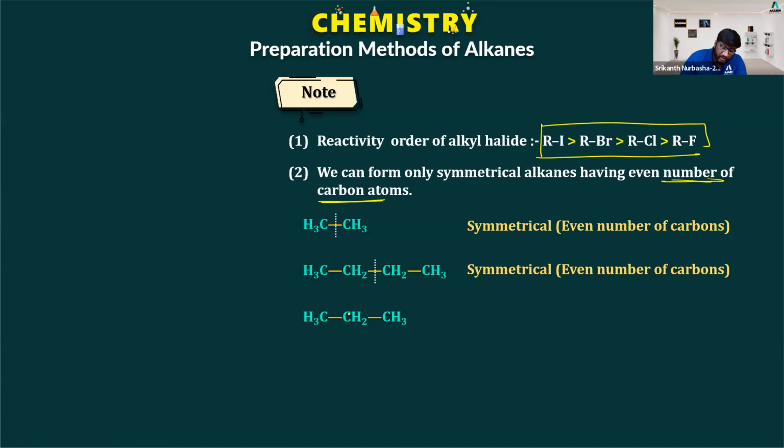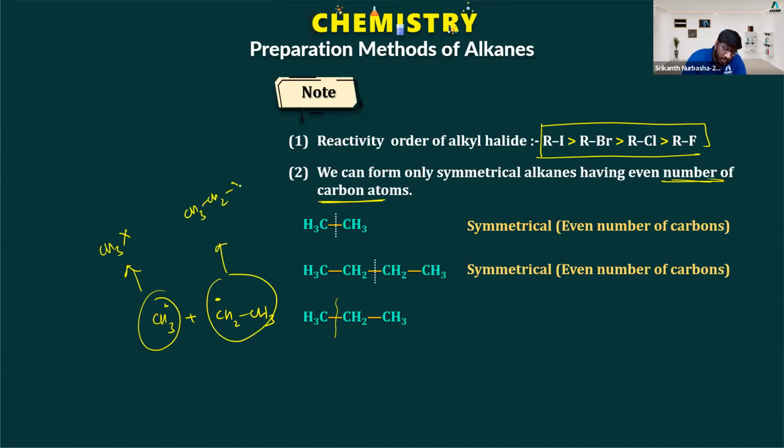If I have to prepare this, I have to generate CH3 dot and CH3 CH2 dot. CH3 dot has to be obtained if I take CH3X, and CH3 CH2 dot will be obtained if I take CH3 CH2X. That means two different alkyl halides have been taken, or not? Yes, two different alkyl halides have been taken.